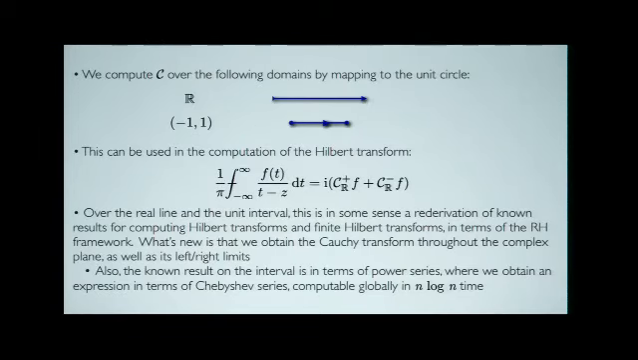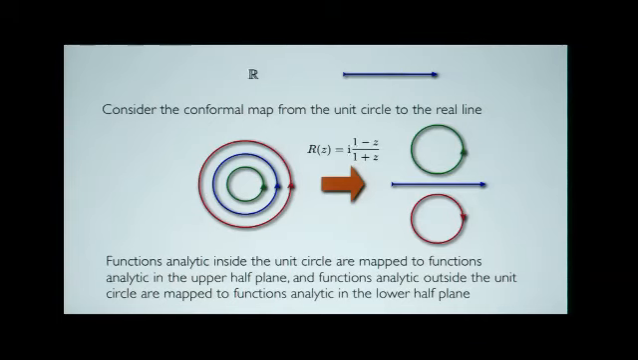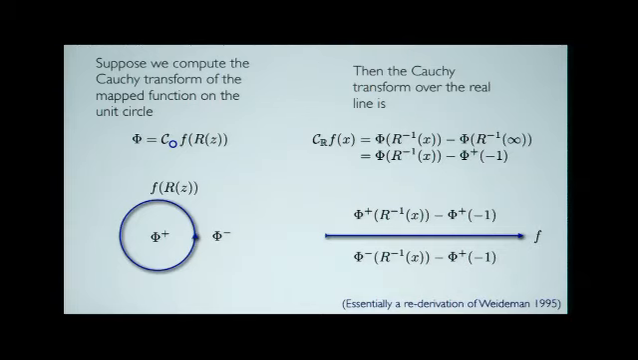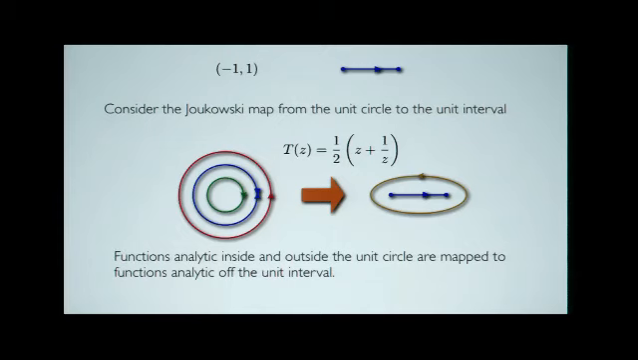Okay. So now we want to take this idea of solving the Cauchy transform on the circle and use it to solve it on an interval. And the natural conformal map from the unit circle to the unit interval is the Joukowsky map. So it's just half z plus 1 over z. It maps the interior and the exterior of the circle onto the slit plane.